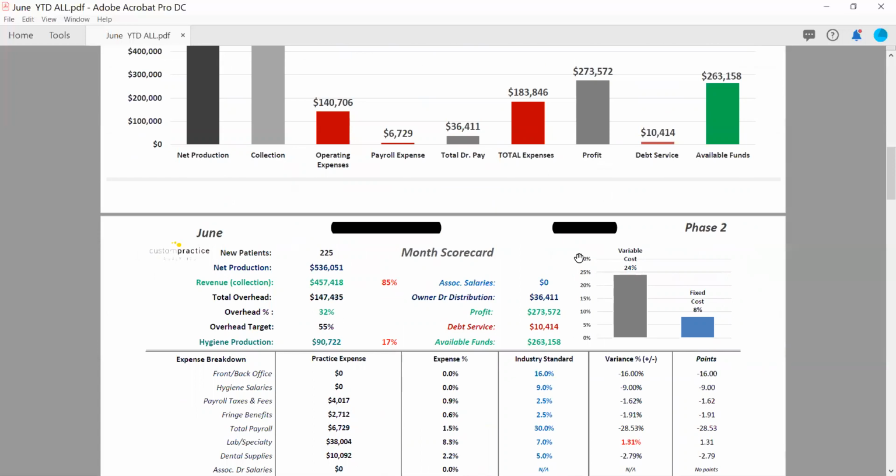So if you do offer ortho, or it's a big piece of your practice, I would separate that out. You can do that in Open Dental. How do you separate it out? Just Sam, I'm not on Open Dental. Do you have Open Dental, or what do you have, Sam?